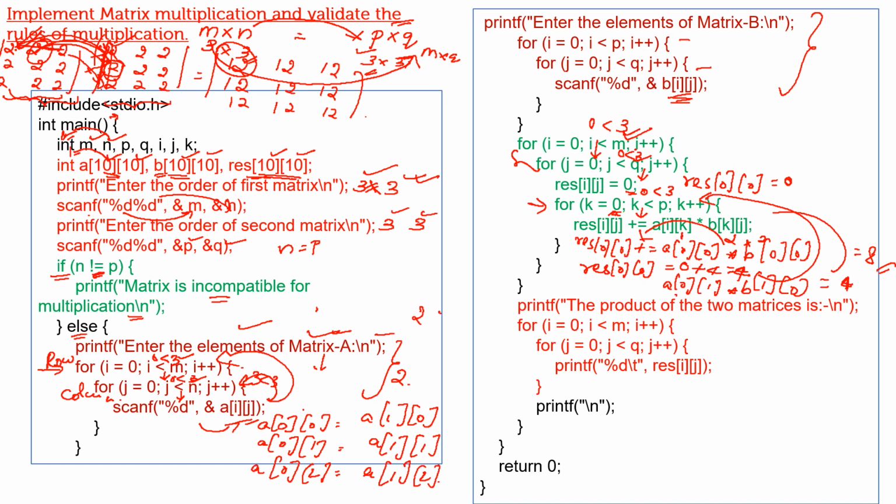Now what will be the value? A of 0 2 into b of 2 0. That is the third element. 2 will be again multiplied. So what is 2 into 2? 4. So now what will be the value? 4 plus 8. Already the resultant value was equal to 8, right? 8 plus 4, you will be getting 12. That is how you are going to get the first value. Okay, so resultant of 0 0, you have got the value equal to 12.